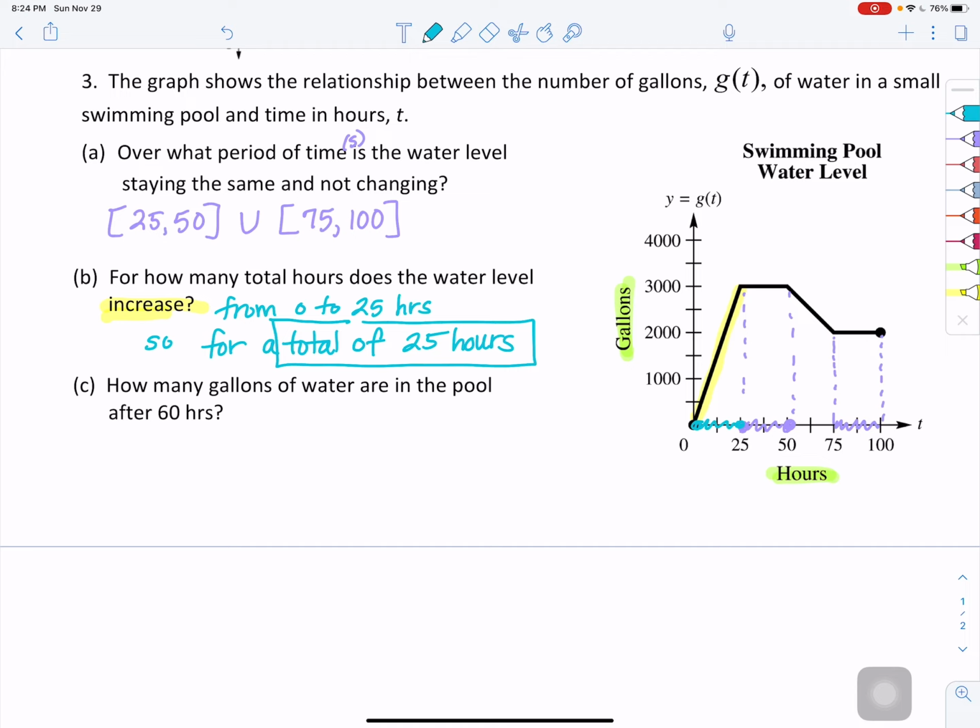Okay, let's take a look at our last question here. And this question says, how many gallons of water are in the pool after 60 hours? So really all you have to do is go to 60 hours and then maybe go across like this. And I would maybe give 2,500, but let's go ahead and just say 2,400. It's a little bit below. So I'm just going to put approximately, because both of those answers would be correct, 2,400 gallons of water.